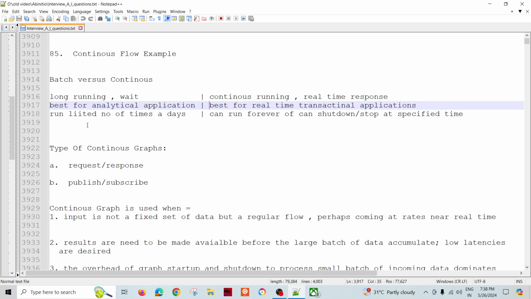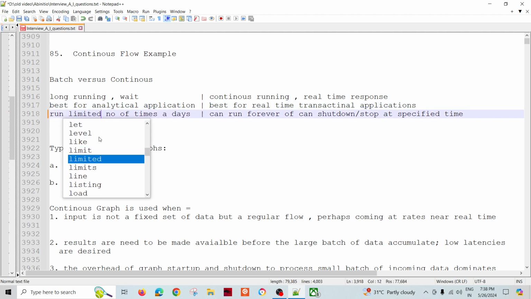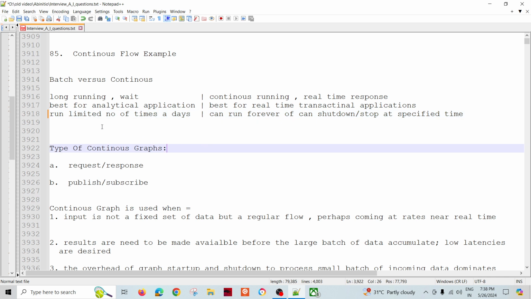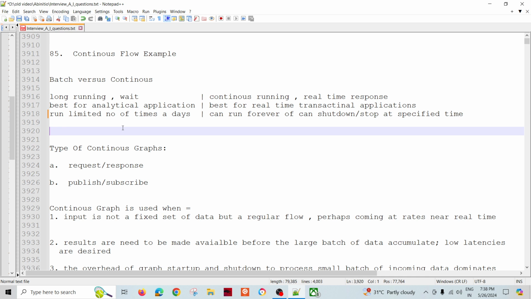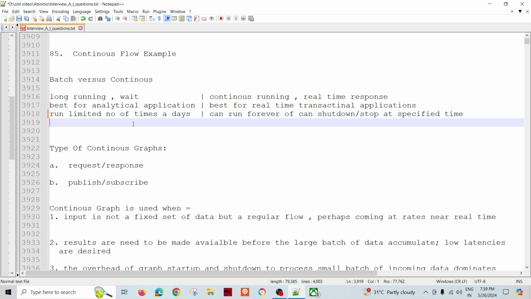Okay, so the third difference could be that batch graphs run a limited number of times in a day. It's maybe twice a day, or mostly the frequency is going to be once a day, or some of them could be once a week, or once a month for monthly processing. Hardly, some processes are quarterly, so once in 3 months is also possible.